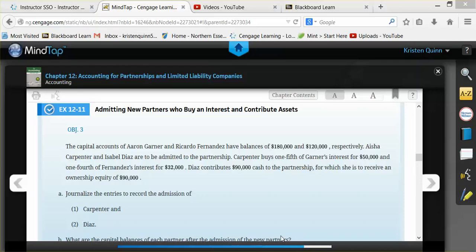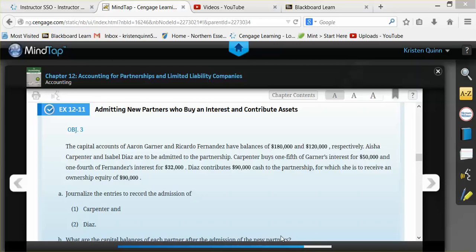In this example, we will be doing exercise 12-11 that can be found in your textbook on page 567. We are going to do the journal entries to admit a new partner that is contributing assets and a partner who is purchasing an interest from the existing partners in the partnership.